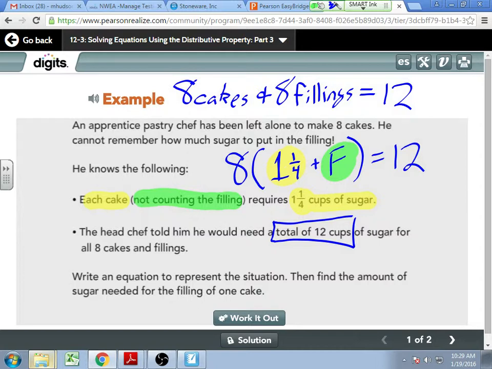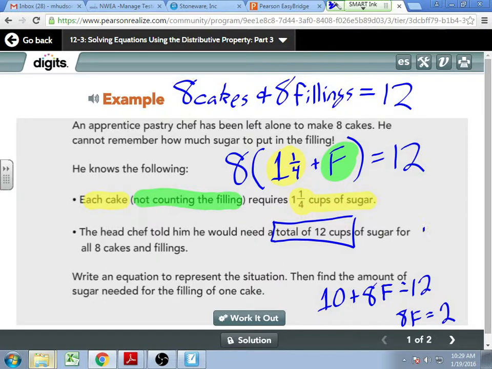So we need to figure out what 8 times 1 1/4 is to do this distribution. Break it up. What's 8 times 1? Easy, 8. What's 8 times a fourth? 2, because a fourth of 8 is 2. So that's really going to give me 10 plus 8F equals 12. Nate? Do you subtract 10? We subtract 10 from both sides. I have 8F equals 2.